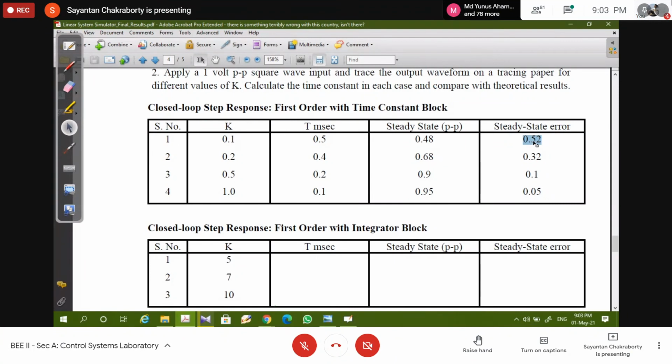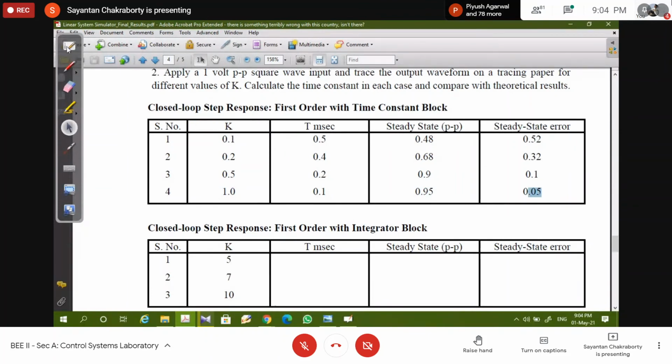For 0.1, the steady state error is like this. When you move again to 0.2, it becomes faster. Steady state value approaches 1 and the error becomes less. That can be shown. So you have to show each of these calculations, how the steady state error can be calculated. For 0.5, you have to calculate T, and the steady state value 0.9, and the steady state error will be 0.1. So like this. These are the experimental values.